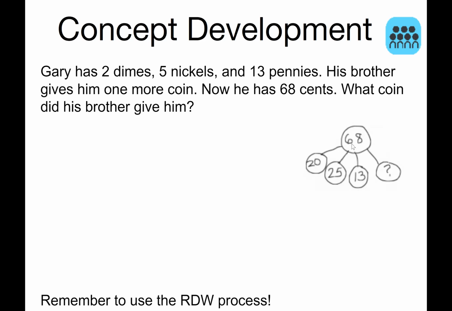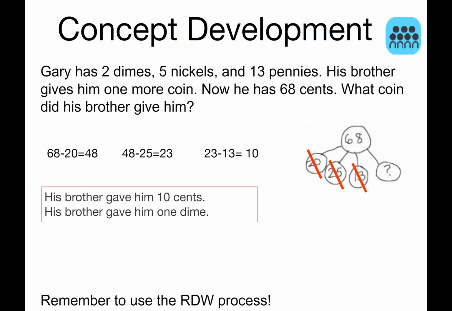Now we want to find the difference between all of that. 68 minus 20, we can go one by one, equals 48. Then we have 48 minus 25, is 23. 23 minus 13 equals 10. All right. His brother gave him 10 cents. His brother gave him 1 dime.